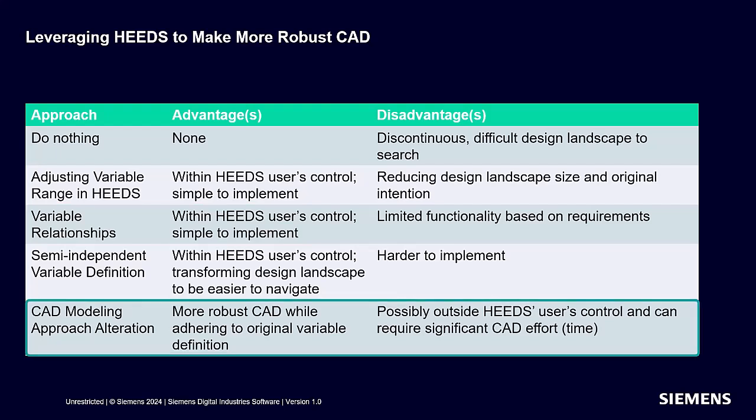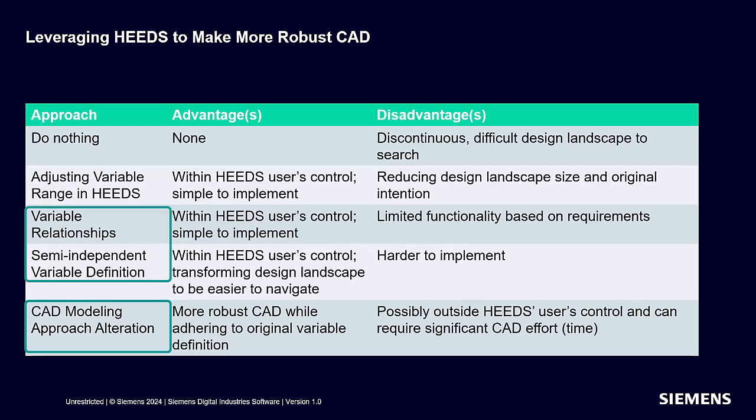Or CAD modeling approach alteration can be used to enhance robustness while allowing for the original variable definitions to remain. Typically, this approach requires strong collaboration between the designer and the HEADS user and can be slower to implement. In this video, we've shown how a combination of modifying the CAD in combination with a relationship definition in HEADS can take very unreliable CAD alterations and make it very robust.